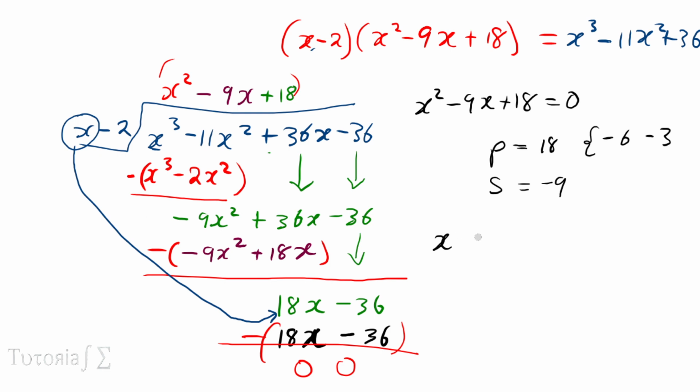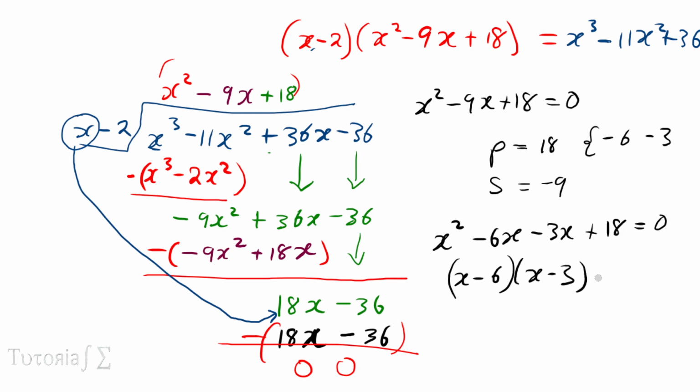We'll split this as x to the power 2 minus 6x, then minus 3x plus 18 equals 0. Now here we factor out x, so it will be x minus 6 and x minus 3 equals 0. Meaning that we've further broken down this part here. Are you seeing that?